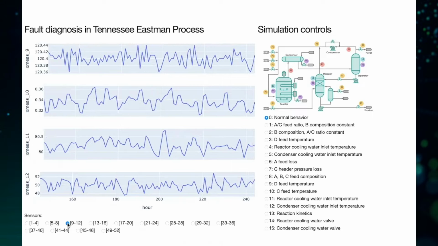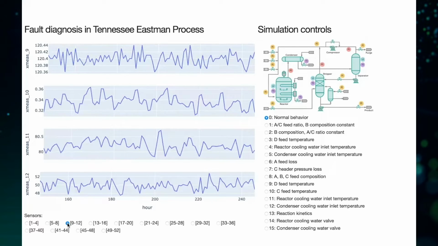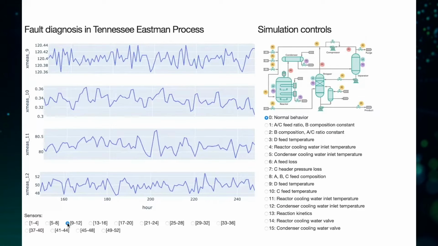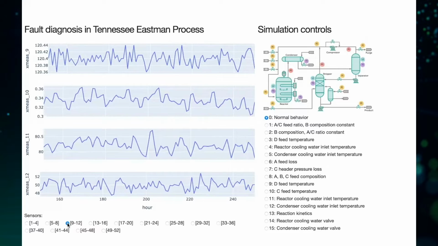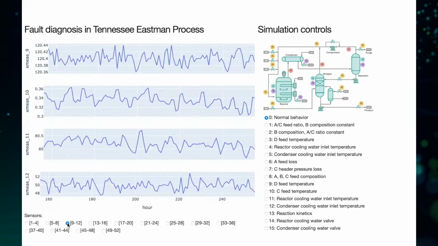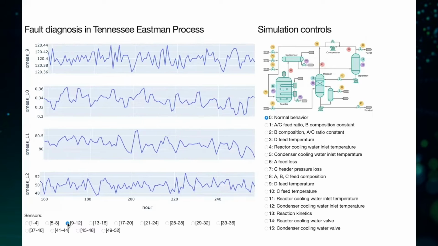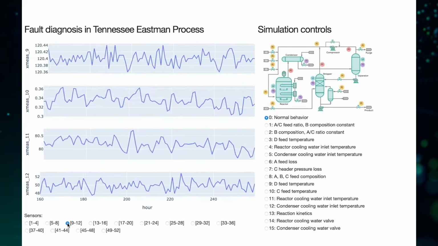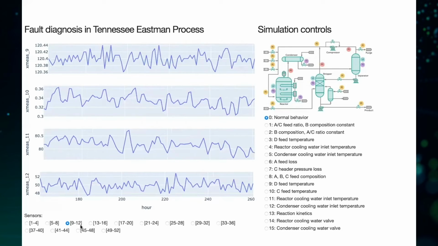On the right, we see the diagram of the simulated chemical process and types of behavior. Type 0 is normal behavior, while other types are faults. We can select the type to run the simulation of a specific type of fault. For example, let's select type 1.